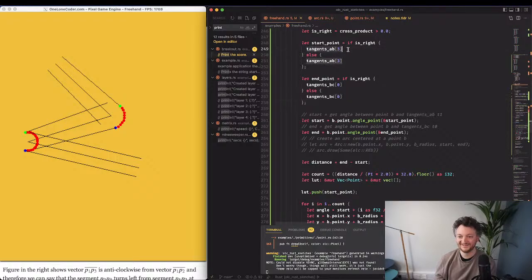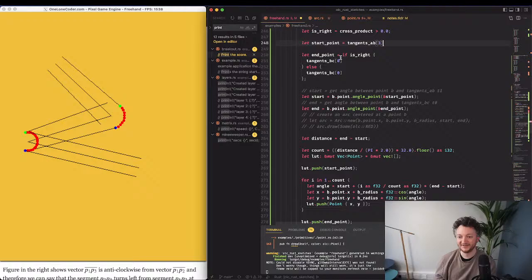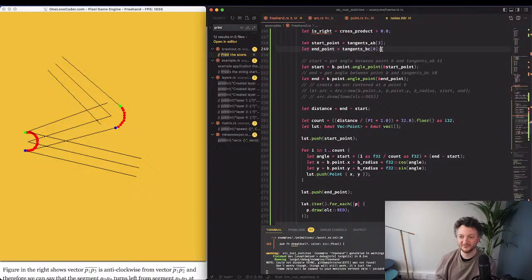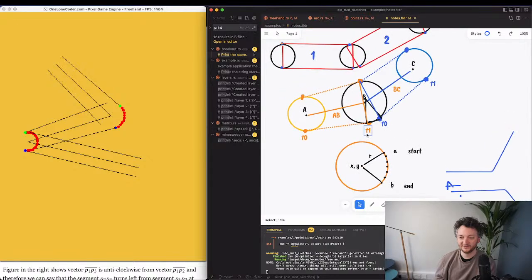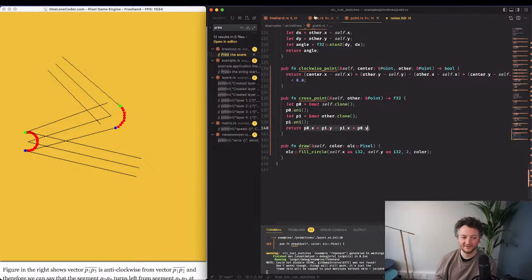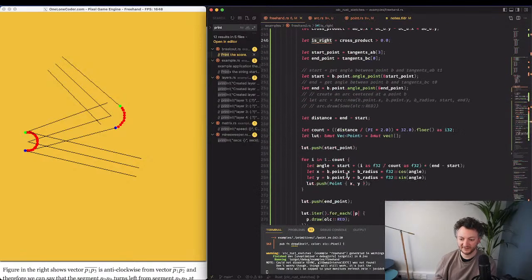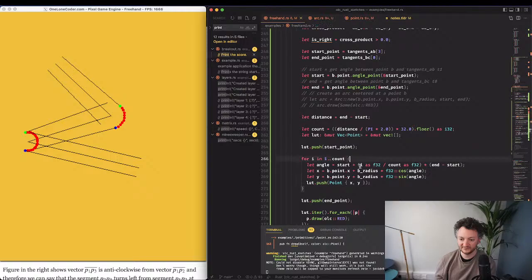Okay, so start point is always AB3, end point is always BC 0, which seems pretty close to what we had in our notes here, except I think I wrote these things down wrong. Okay, and then if it is right, then we basically want to go in the other direction. It's right, and I'm going to start.